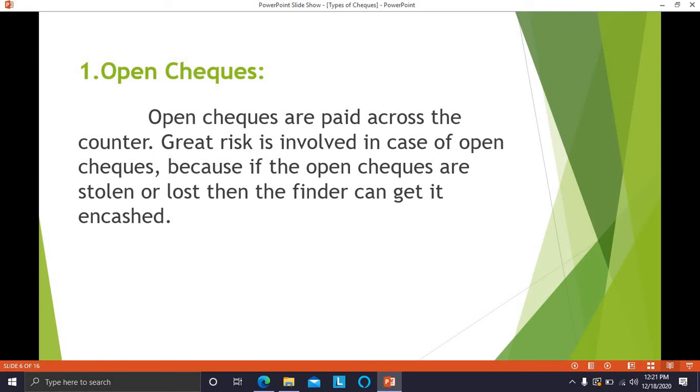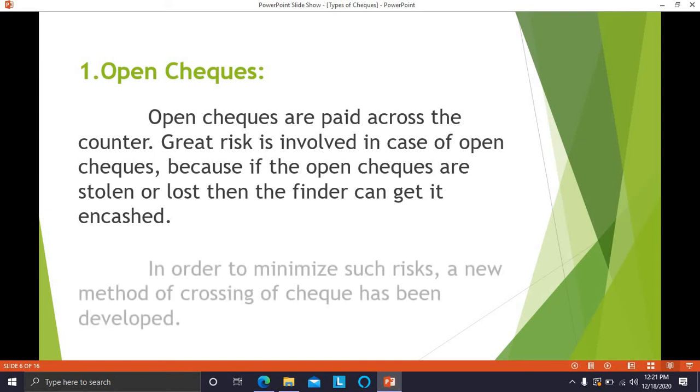There is a great risk involved in case of open checks. What risk? Because if open checks are stolen or lost, then the finder of the check can get it encashed. So open checks have a risk associated with it. If anybody else, a third person, gets that check, he can go to the bank, get it encashed. So there is a risk involved in case of open checks. These are also known as bearer checks.